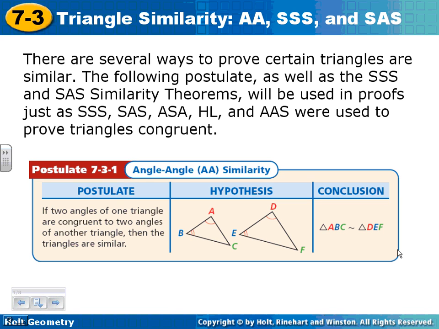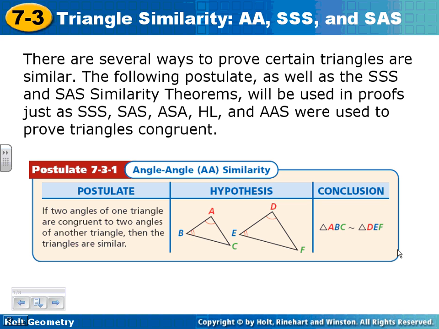All right, we are still in Chapter 7 here, Section 3, titled Triangle Similarity. Notice the abbreviations AA, SSS, SAS. You should remember from the congruent triangles chapter that those stand for angle, angle; side, side, side; and side, angle, side. But there's one big difference because we're in a similar triangle chapter.